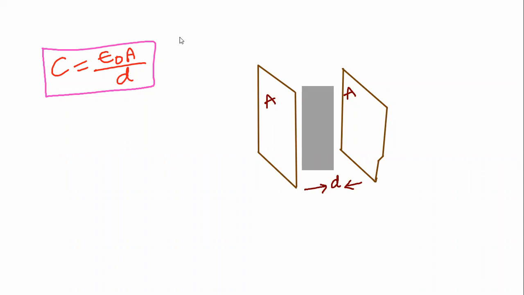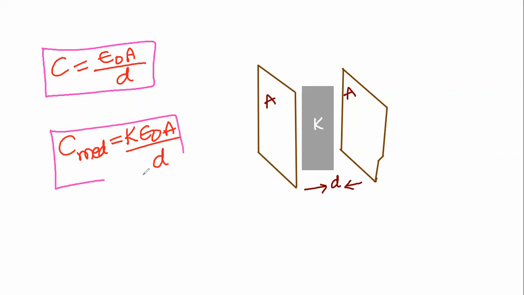In between the plates, a dielectric of constant K is placed. K is the dielectric constant. Then with the dielectric medium, the capacitance of the capacitor will be K epsilon naught A divided by d. That is the capacitance of the capacitor. C medium is equal to K epsilon naught A divided by d.